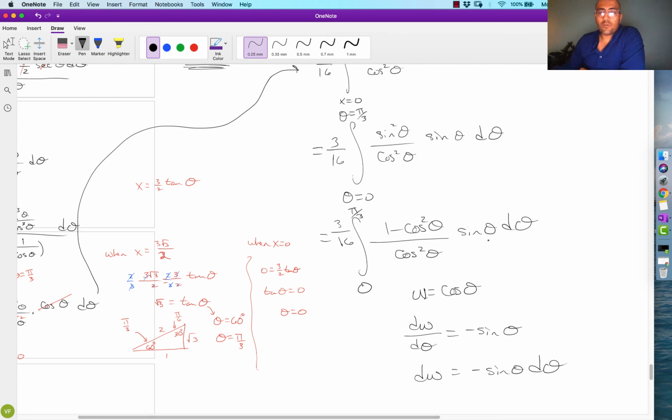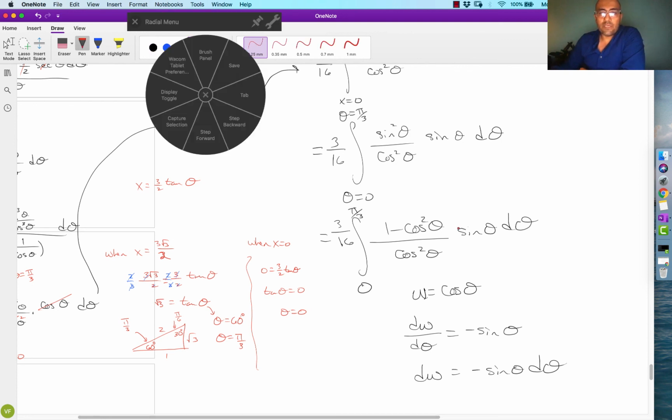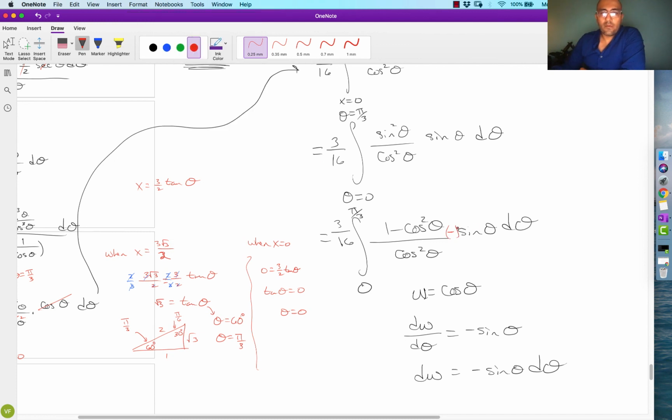So this is almost going to be my dw, but I do need a little minus right in here. Which means I have to balance it out with a little minus out there. So now this whole thing here will be my dw. And I'll have 1 minus w squared over w squared times dw. And then, okay, well, we can again convert our thetas. Right, so this is theta goes from 0 to theta goes to pi over 3.